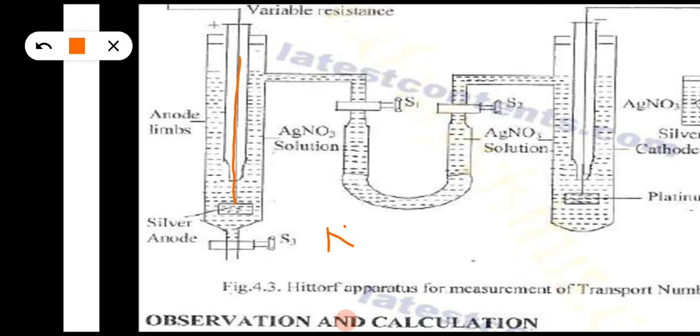So once NO3- ions are coming into the anodic compartment, they will react with silver ions and form silver nitrate, and then they bring silver ions into the solution. So instead of getting deposited on the electrode, they will bring the silver ions into the solution. Because of this, the silver nitrate concentration in the solution will increase.